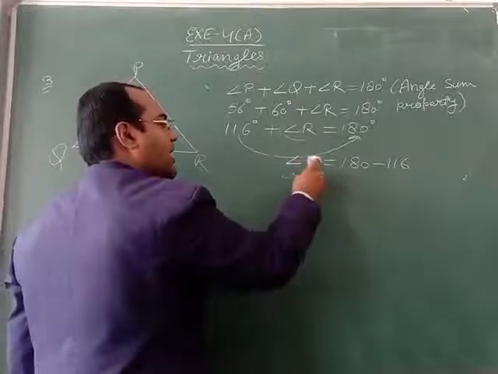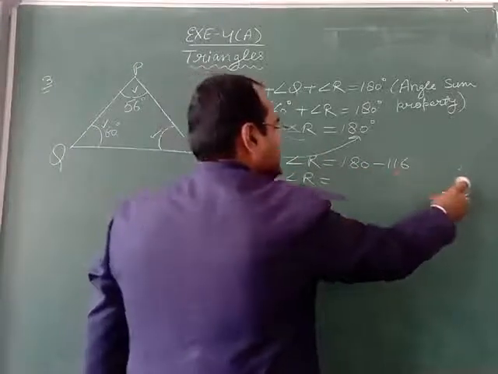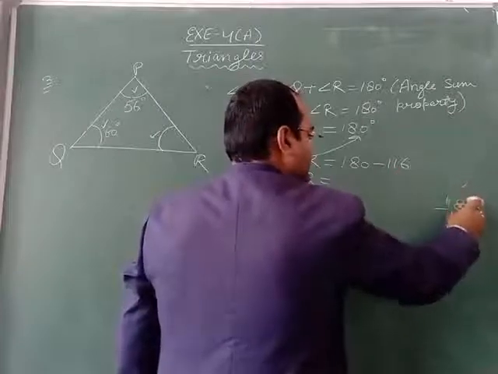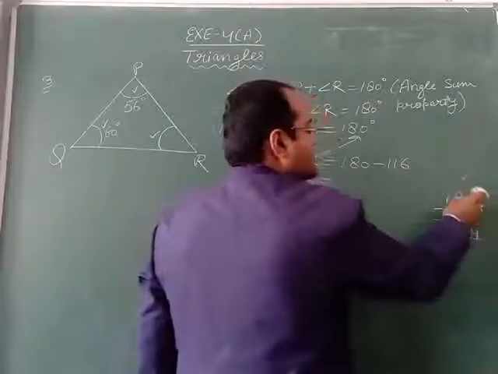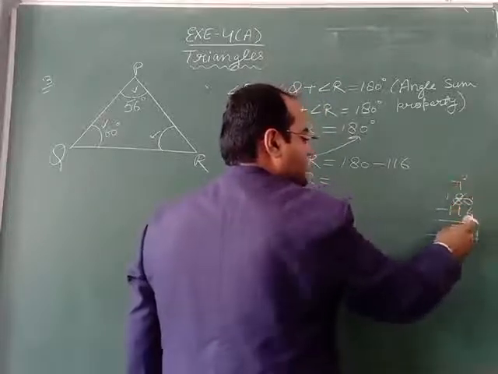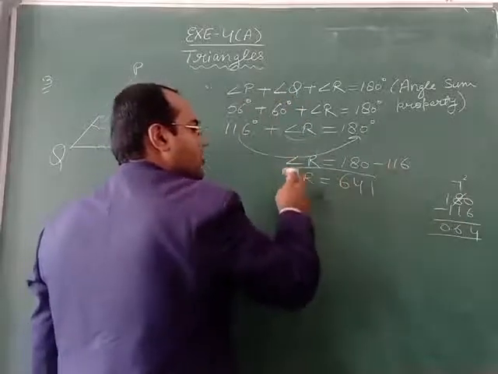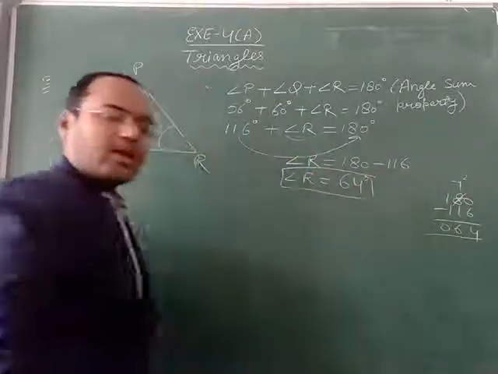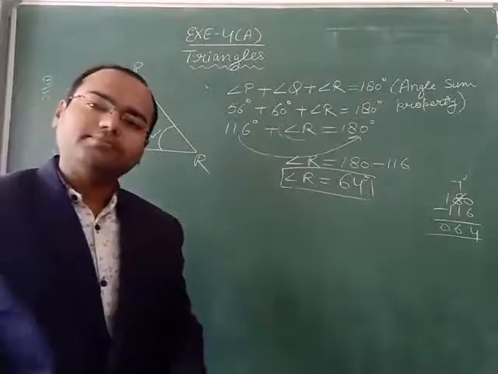So angle R answer is 180 minus 116, and when you subtract these two, you will get 10 minus 6 is 4. 8 becomes 7, 7 minus 1 is 6, and 1 minus 1 will be 0. So here you will write 64 degrees is the answer of angle R. So like this you have to do question number 3.